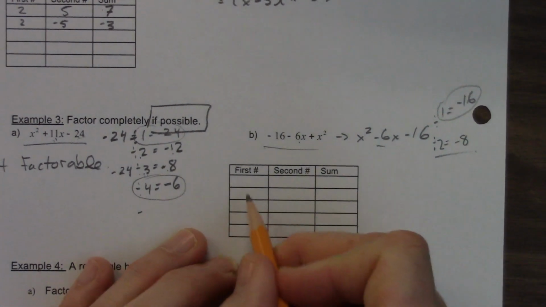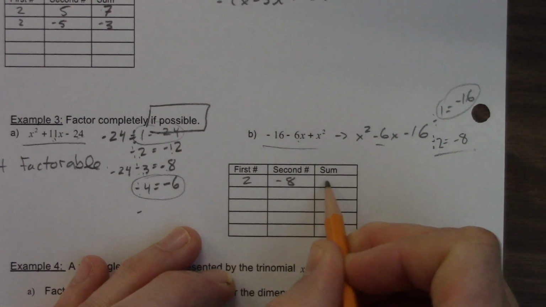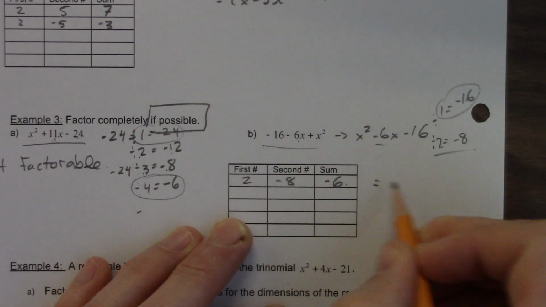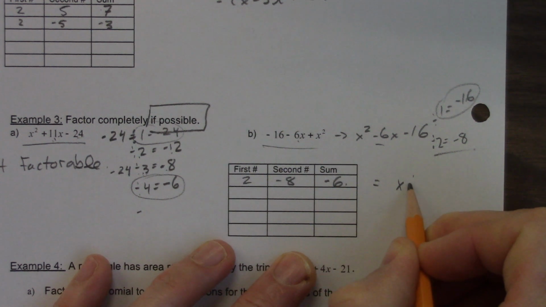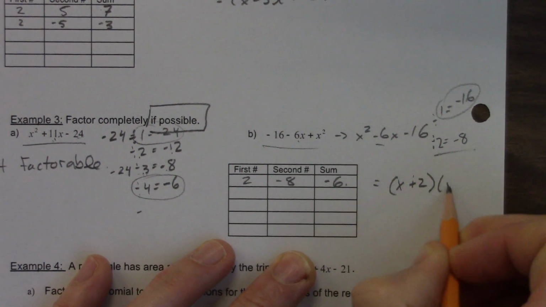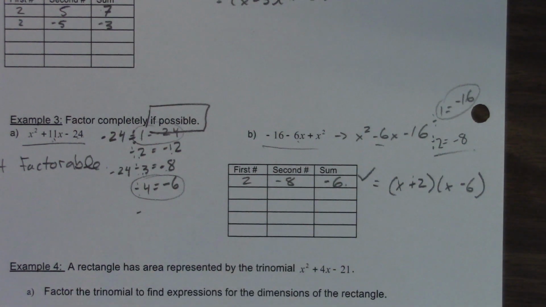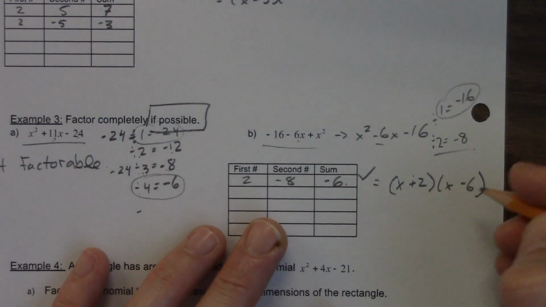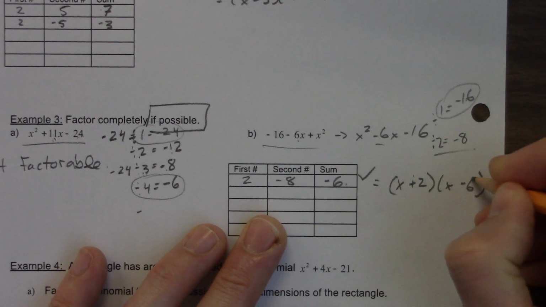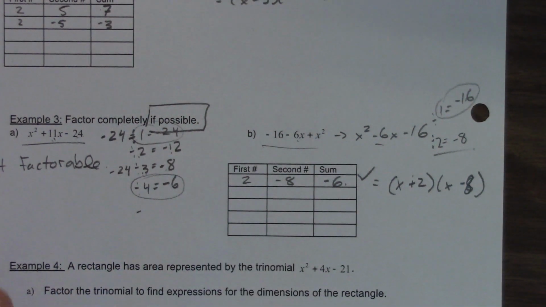Yes. So we would have 2, negative 8. Our sum is negative 6. Those would be our correct answers then. X plus 2, x minus 8, sorry, my bad. Any questions here?